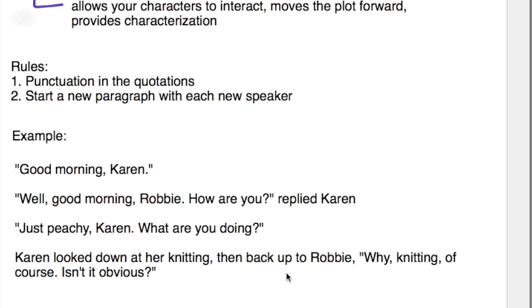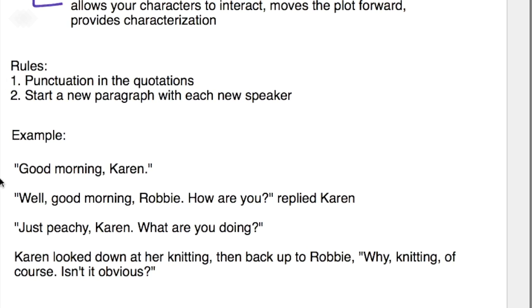But if we're talking about the rules of punctuation here, first of all, as you'll note, I have started a new paragraph with each new speaker, right? So the paragraph is new for each new speaker. So I have, "Good morning, Karen." Look where the quotation mark is and where your punctuation is. Your end mark punctuation is right here at the end of the sentence, and your quotation mark is here. So please note that the period is inside the quotation mark.